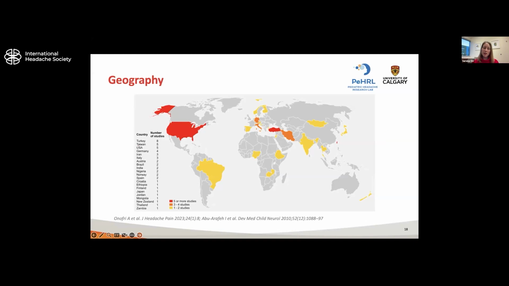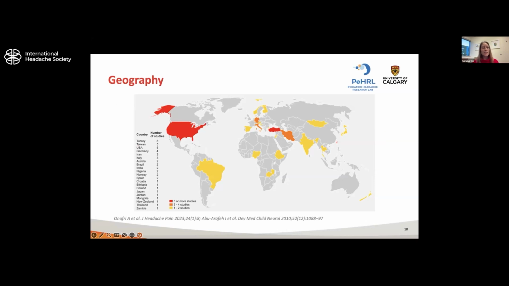And so what about geography? This is a figure from the latest systematic review looking at pediatric headache epidemiology, and it shows you where the research has been done on estimating the prevalence of migraine, tension type headache, and sometimes other headaches, but most of the work has been for those 2 diseases.